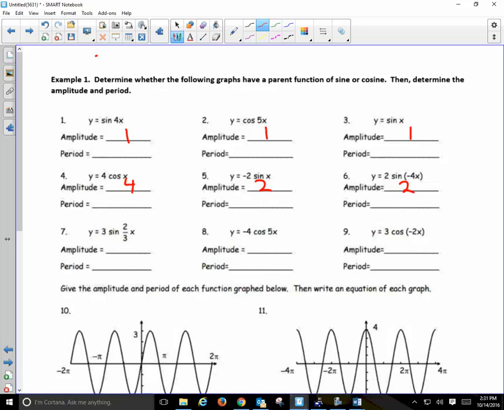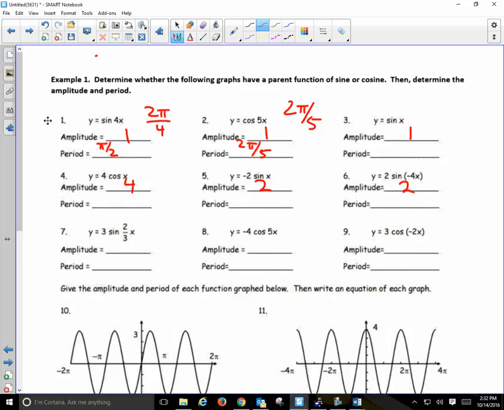Let's find the period. To find the period, I take 2 pi and I divide it by what? Divided by the number in front of x. So 2 pi divided by 4. How can you simplify 2 pi divided by 4? Pi over 2. For the second one, I have the period is 2 pi divided by 5. Can we simplify that? Nope, so it's just 2 pi over 5.